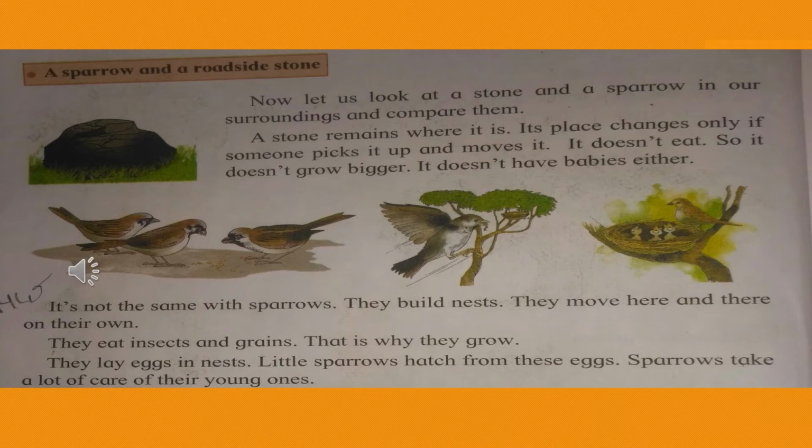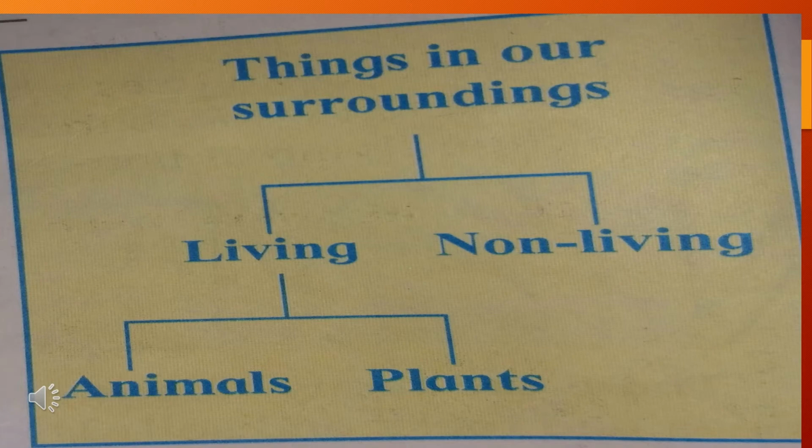So, what is the difference? Sparrows can move on their own from one place to another. Stones cannot move on their own. Sparrows eat grain and insects, and stones do not eat or grow. Now, why do we see these differences between the sparrow and the stone? The sparrow is a living thing and the stone is a non-living thing. Things in our surroundings form two groups, living things and non-living things. Living things are of two kinds, plants and animals.